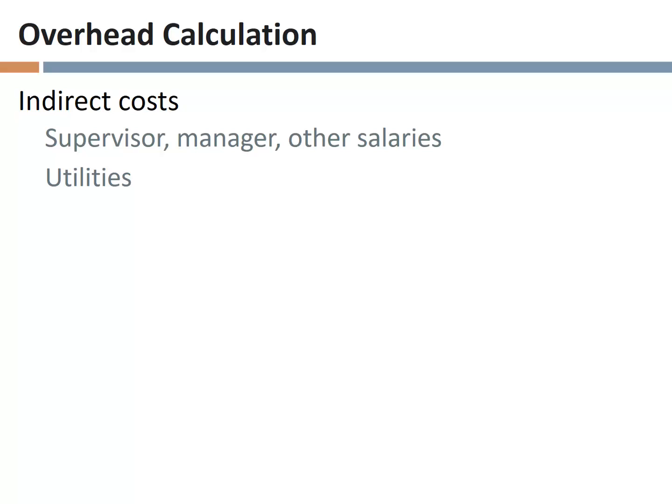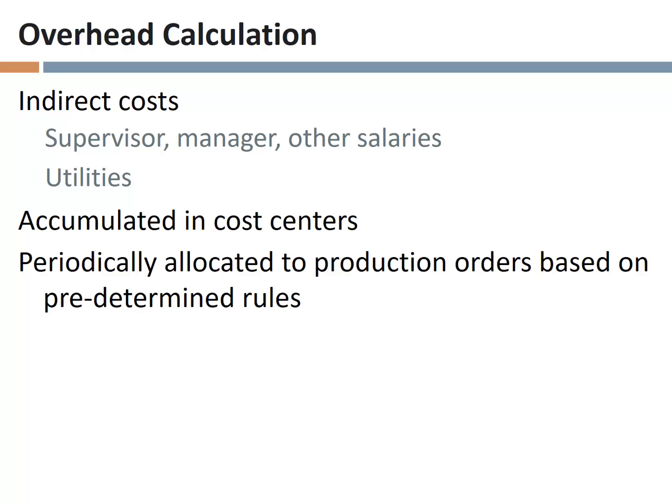So periodically, we will calculate these overhead items: utilities, electricity, water, things like that. Those overhead items don't go directly into the cost of goods sold, but are going to be accumulated for the sake of our financial reporting. And this is where we use cost centers. All of these overhead items, all of these indirect costs are going to be accumulated in these cost centers. And periodically, they're going to be allocated to production orders based on predetermined rules.